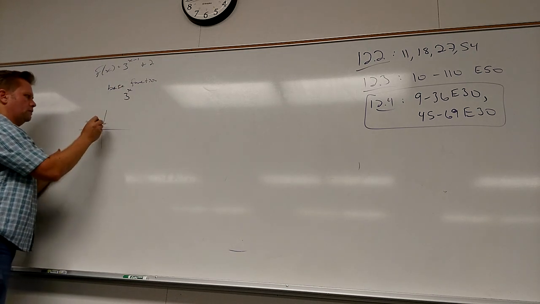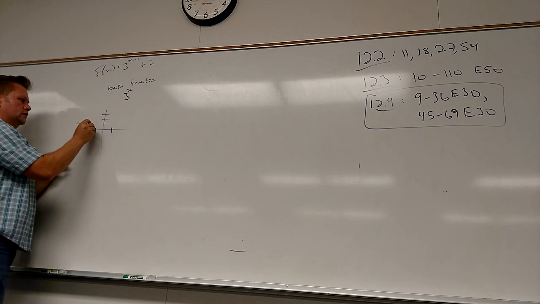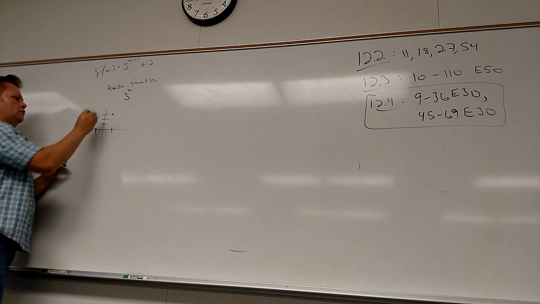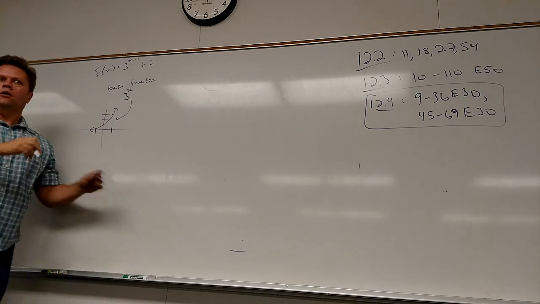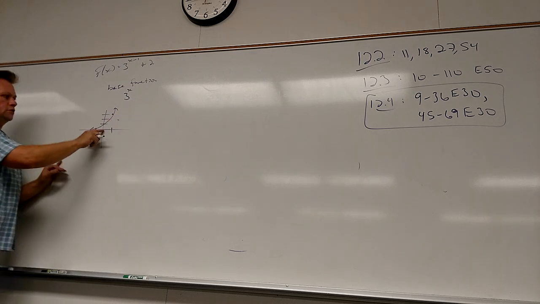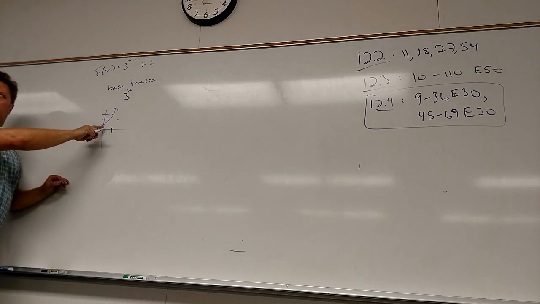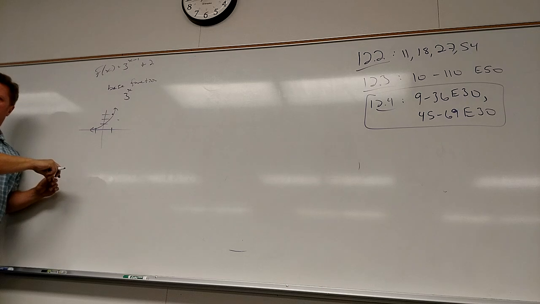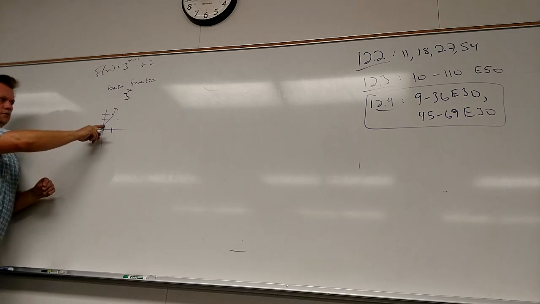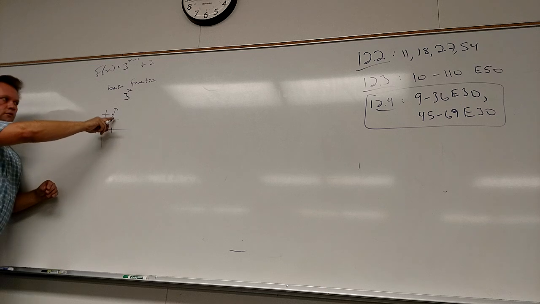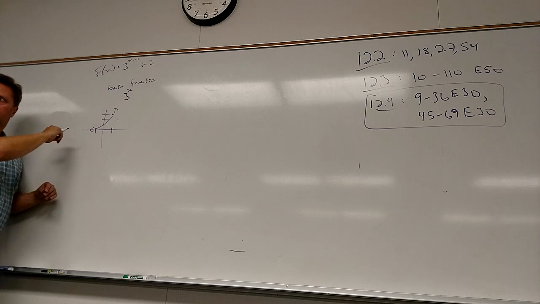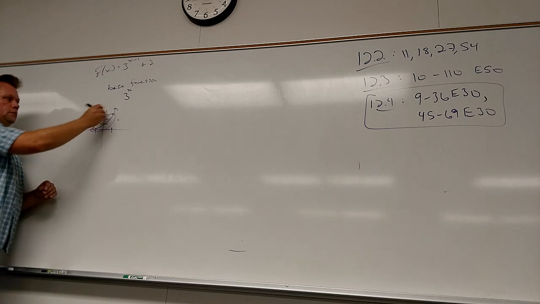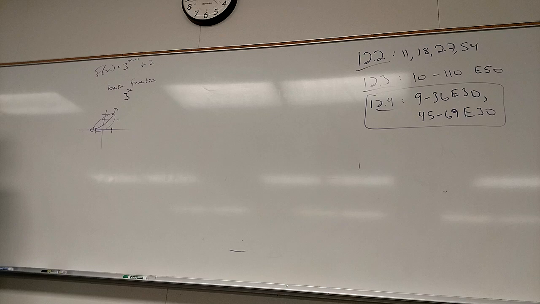Right. Which means my base function looks like this. 1/3 there, 1 there, and 3 there. That's my base function. Why? What do you mean, why? All right, 3 to the 0 is 1. 3 to the first power is 3. 3 to the negative 1 is 1/3. You can always get those 3 points. Those are my anchor points. Those are the points I'm going to pick up and move.